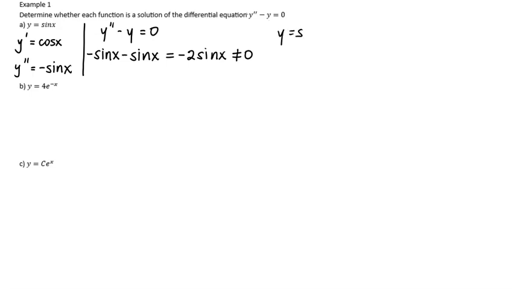Now let's go plug them into our differential equation and see if they satisfy it. So for y double prime, I'm going to substitute in negative sine x, and for y, I'm going to substitute in sine x. So we have negative sine x minus sine x. That does not equal 0. It equals negative 2 sine x. And so y equal to sine x is not a solution to this differential equation.